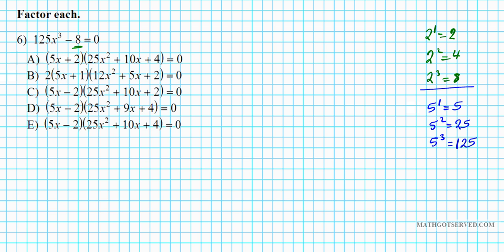All right, so since we're dealing with a difference of cubes, we're going to use the difference of cubes factorization formula. The difference of cubes factorization formula is as follows. It's a cubed minus b cubed equals a minus b. The first sign is always the same.